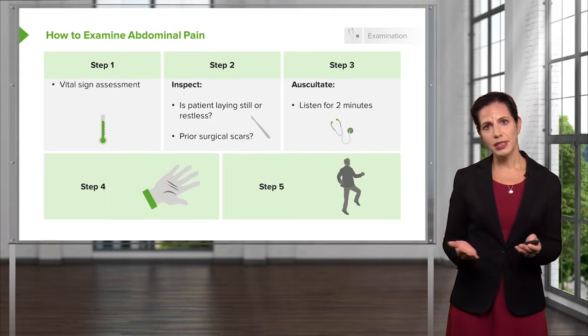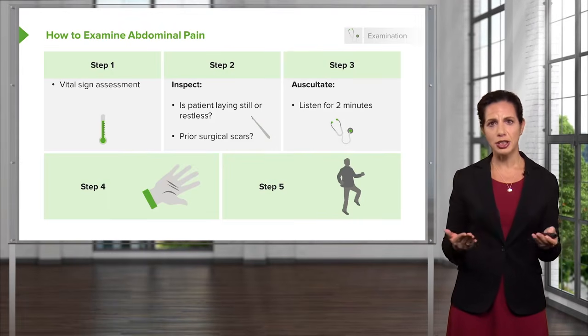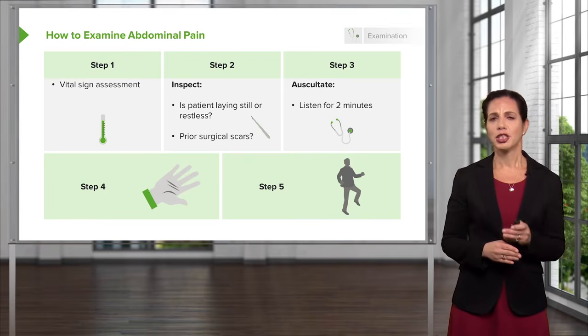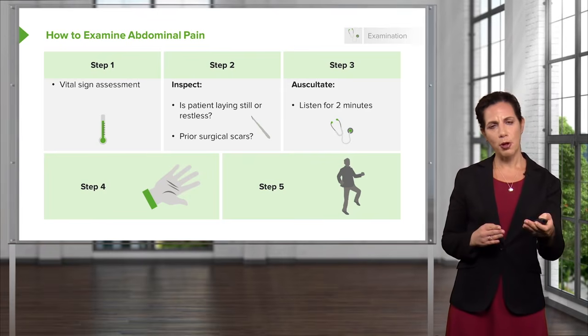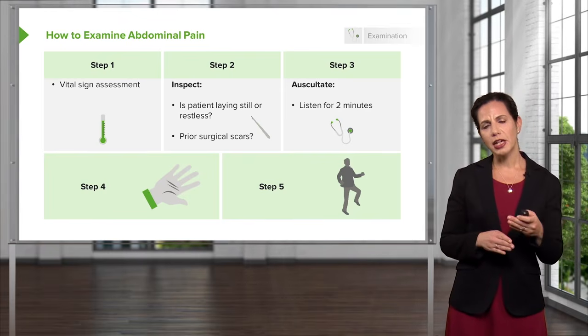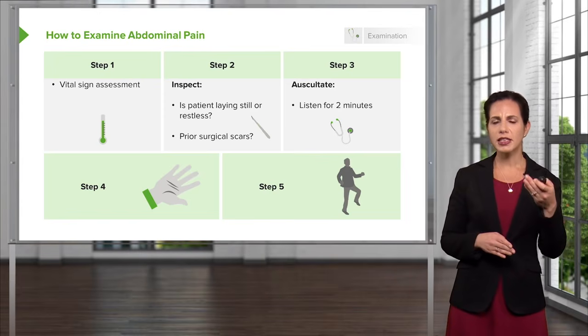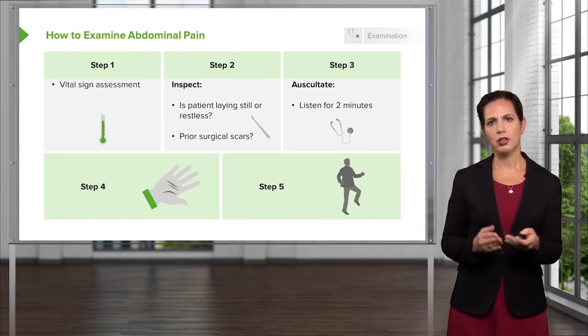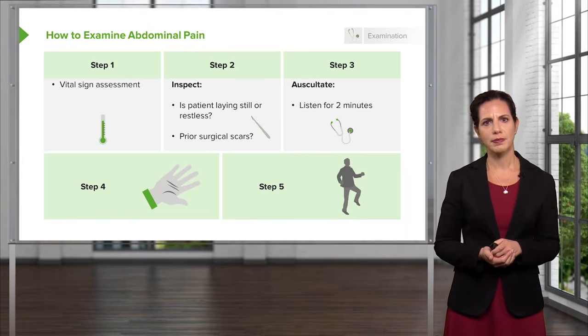If you don't hear any bowel sounds after a full 2 minutes, the patient likely does not have bowel sounds. So you want to make sure you're listening for that appropriate time period, and you're hearing if the bowel sounds are overactive, underactive, not present at all, or potentially in the normal range.